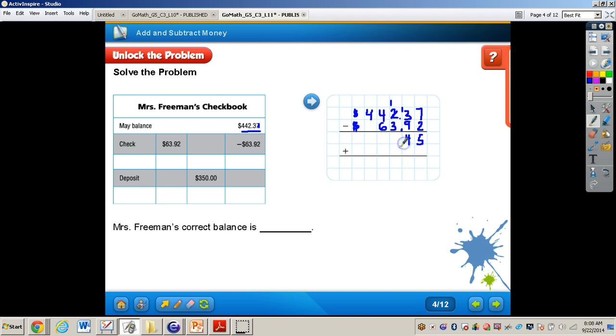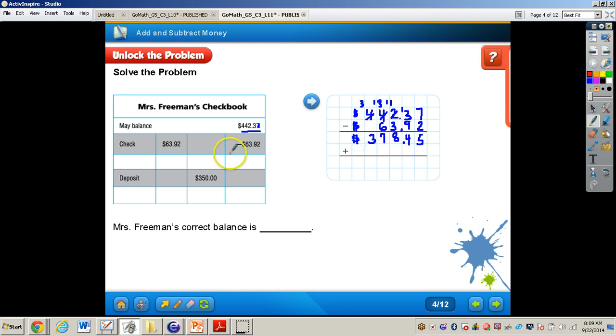We drop our decimal point down. Cannot take 3 ones away from 1. So we need to regroup. Now 11 minus 3 gives us 8. We cannot take 6 from 3, and that's actually 60 from 30. That does not work. So we need to borrow 100 and bring it over. So 13 tens minus 6 tens is going to give us 7 tens, and 300 minus 0 is 3. Okay, so we can see $378.45.